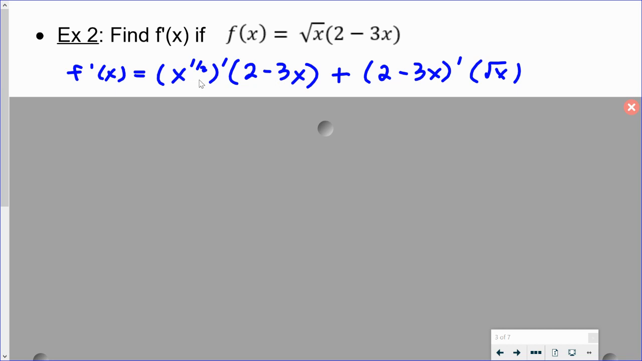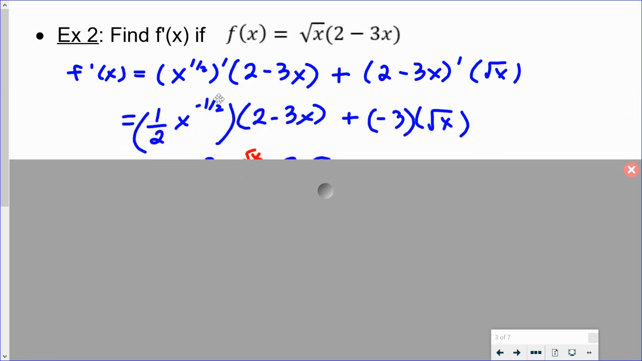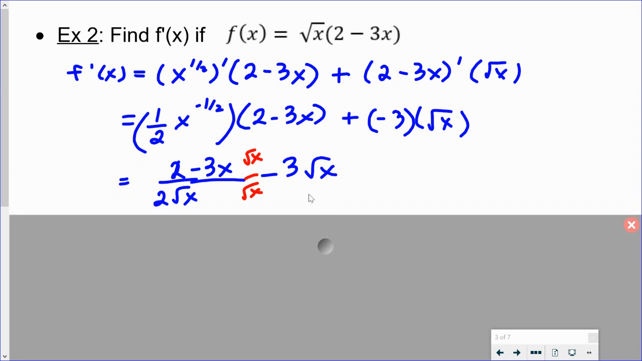Notice that I've changed this to its exponential form so that I can easily take its derivative. I'm going to drop its exponent, keep the base, reduce the exponent by 1, and multiply by the original coefficient. I'm going to take the derivative of the other function, which is just negative 3 times root x. Okay, and then I'm going to tidy it up a little bit.